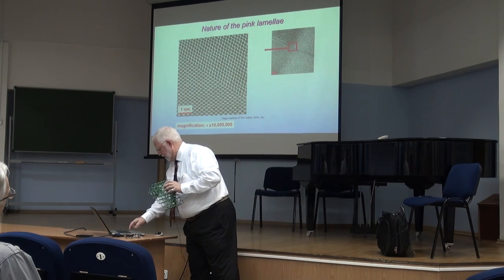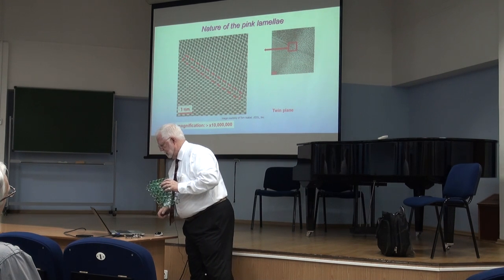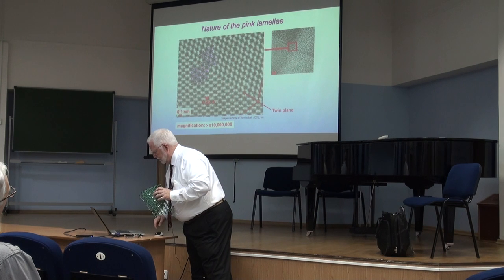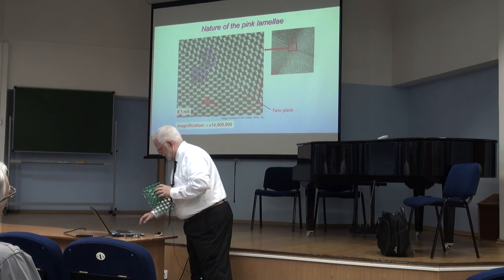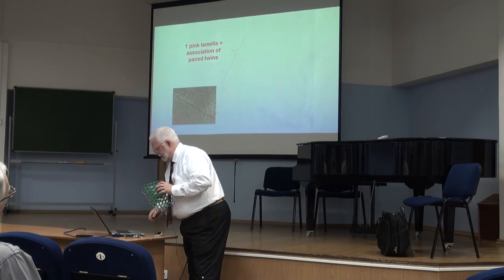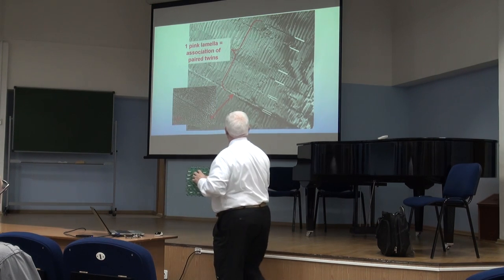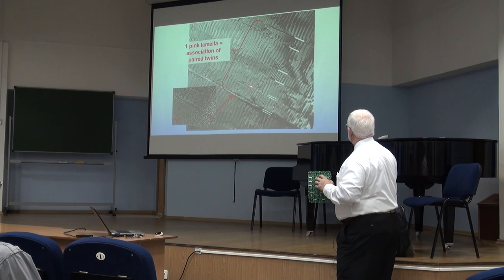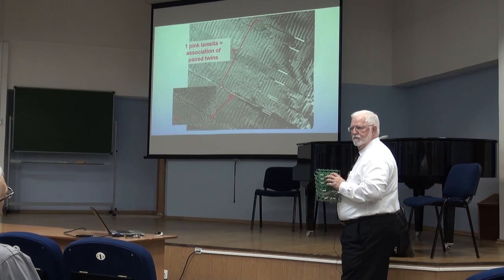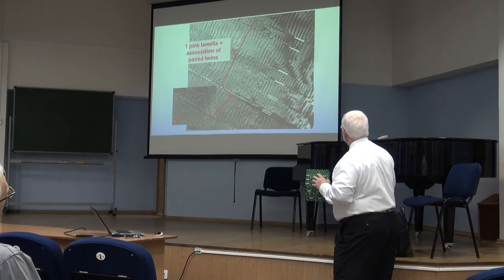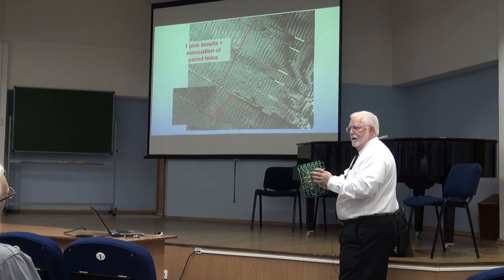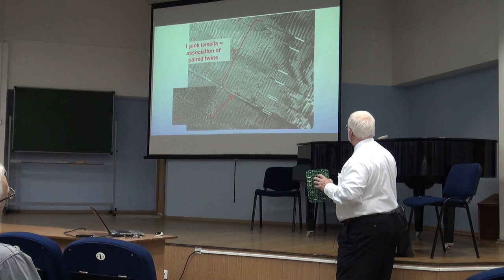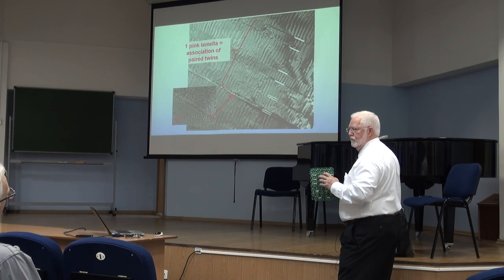If I zoom out a little bit, let's see if that's, no, we're not there yet. Still not there yet, sorry. If I zoom out a little bit, what we see is pairs of these twin planes. And that is really what creates the lamella. The lamella is actually a whole series of closely spaced pairs of twin planes, less than a micron across.